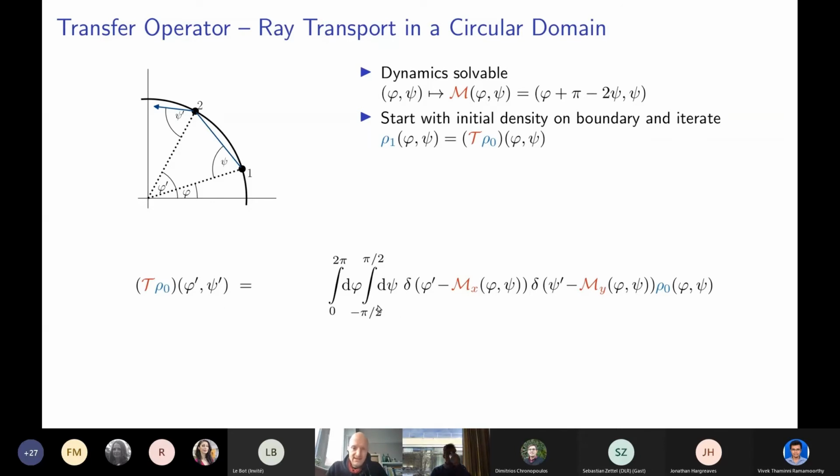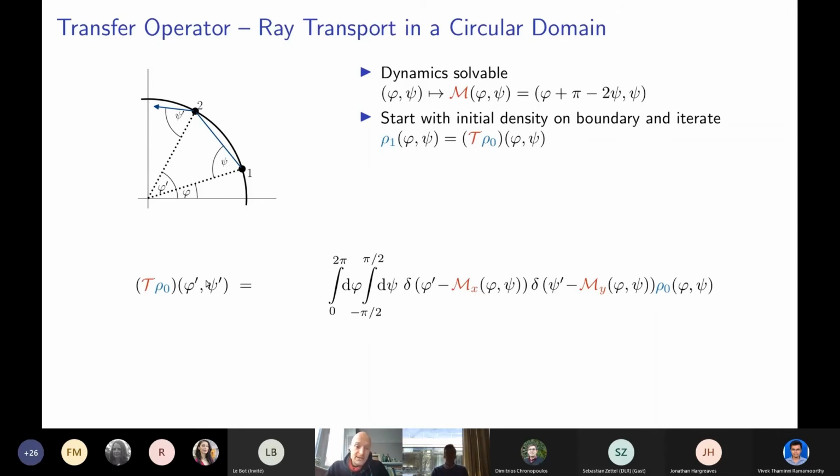And what does it say? It says the amount of weight after one iteration at this point comes from, well, go over all possible initial conditions, but only take those into account whose classical map gets you directly to the point phi prime and psi prime you're interested in on the left-hand side, and don't just take them into account arbitrarily, weight them with the amount of density which was at that initial condition. So this is how you have to read this lengthy expression.